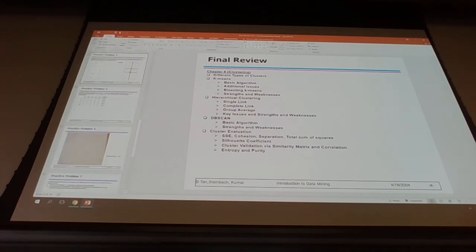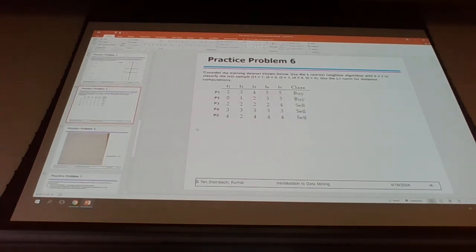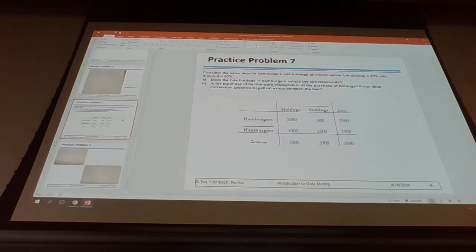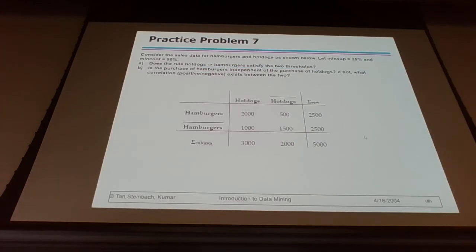Now let's look at some sample problems. Let's say this problem. How will we do this problem? It's an association rule mining problem. So consider the sales data for hamburgers and hot dogs as shown below. Let min sup be 25%, min conf be 50%. So we know the support and confidence. This part I hate, but I have to do it.